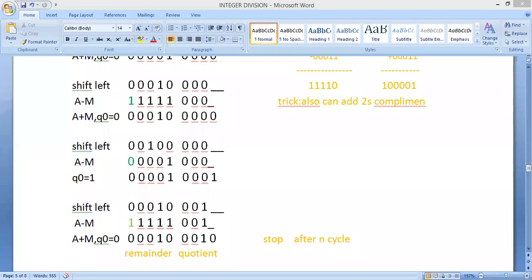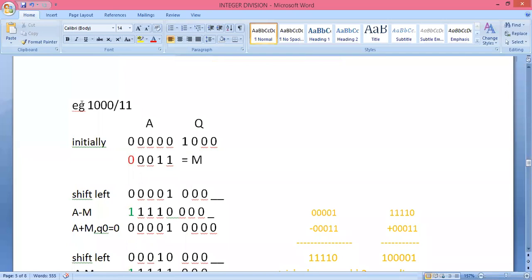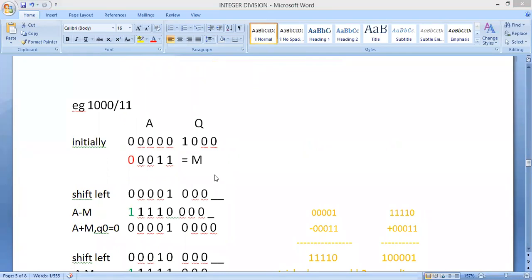So we'll go through the entire process once again. It was interrupted in between. What we have is 1000, that is 8, divided by 11, that is 3. Initially we have put all zeros in A, and the first number, 8 or 1000, has been put in register Q, and 0011 has been put in register M.